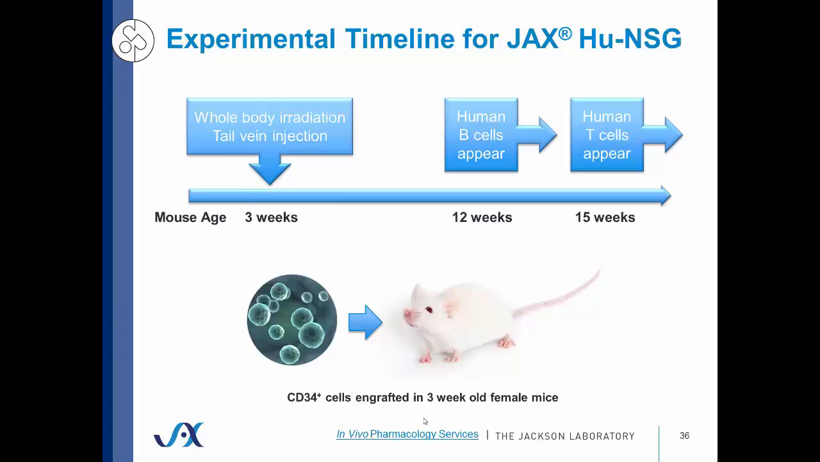which would be better than if we used strictly adult animals. So the mice were sublethally irradiated. They are engrafted through the tail vein at 3 weeks of age. About 12 to 15 weeks later, you can identify B cells and T cells. And as I said, these mice are examined using flow cytometry to look at these different cell populations and validate that they are indeed having multilineage engraftment.